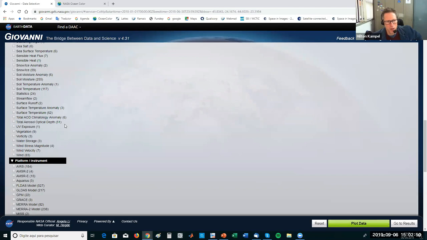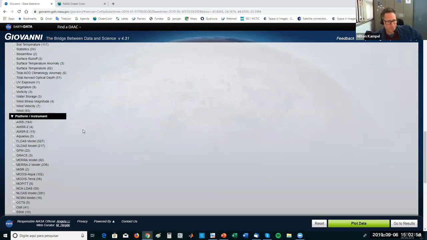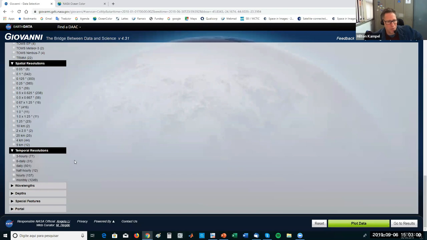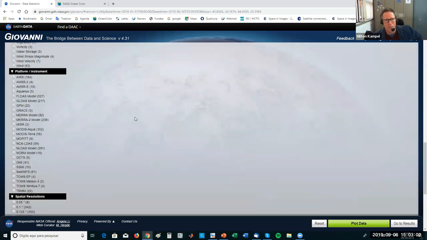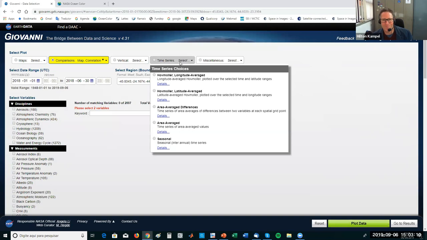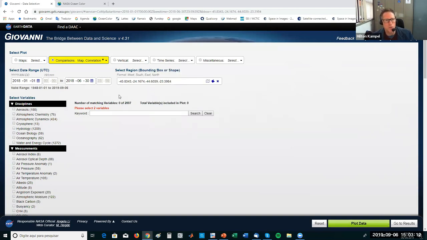You see a huge list, and you can also pick wind. And you can also go through platforms and instruments, if you wish, or spatial resolutions, temporal resolutions, and so on. So it's a very rich and interesting database. I think that we won't have much time to show you all that is available, but I showed how easy this could be to play with if you're not accustomed to it.